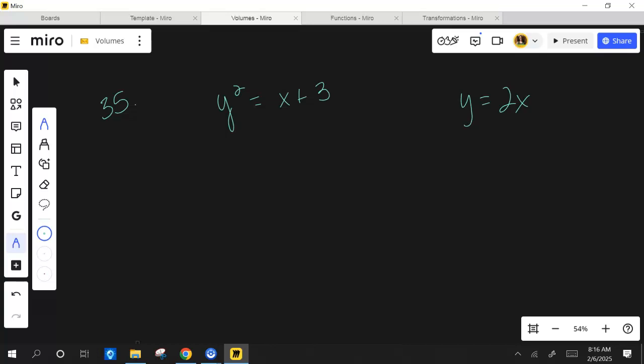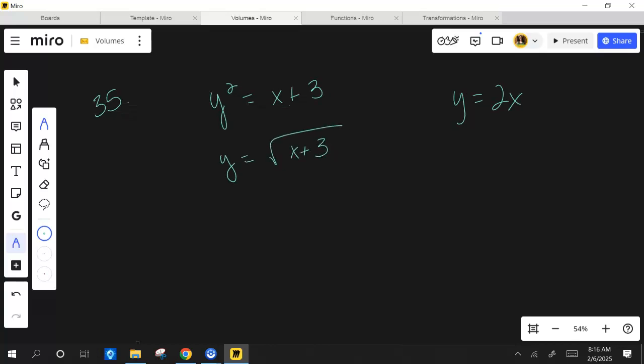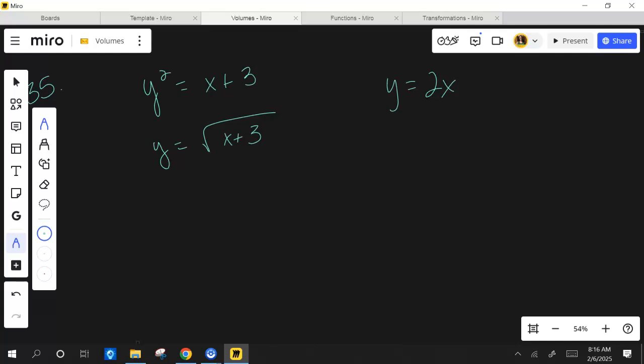That is definitely 35. The region on or above the x-axis bounded by the curves y squared equals x plus 3 and y equals 2x. Say the square root. So y is the square root of x plus 3. Okay. Square root of x plus 3 is moved to the left 3, right?